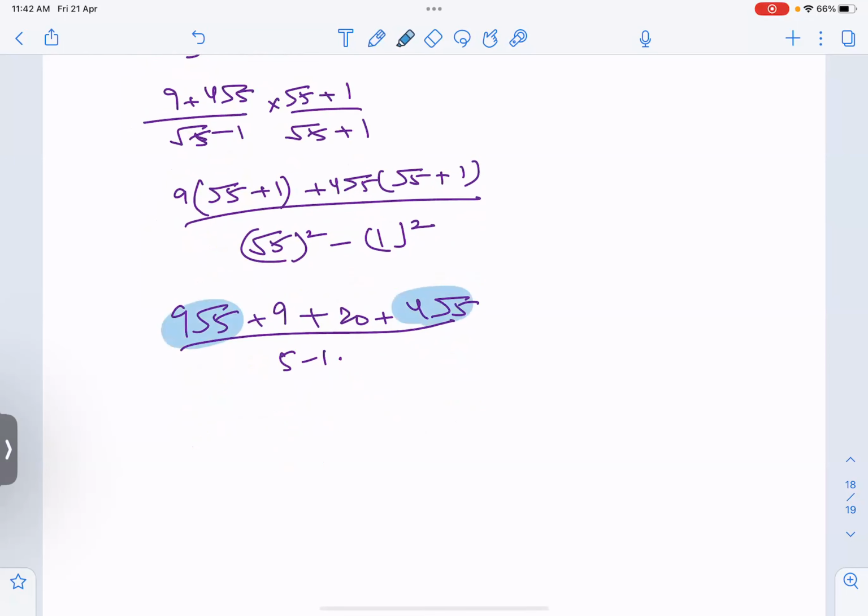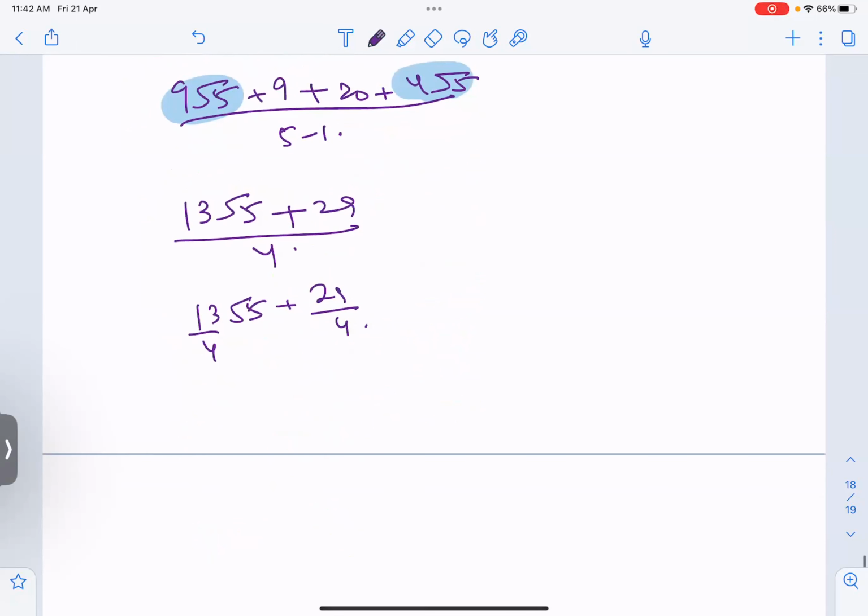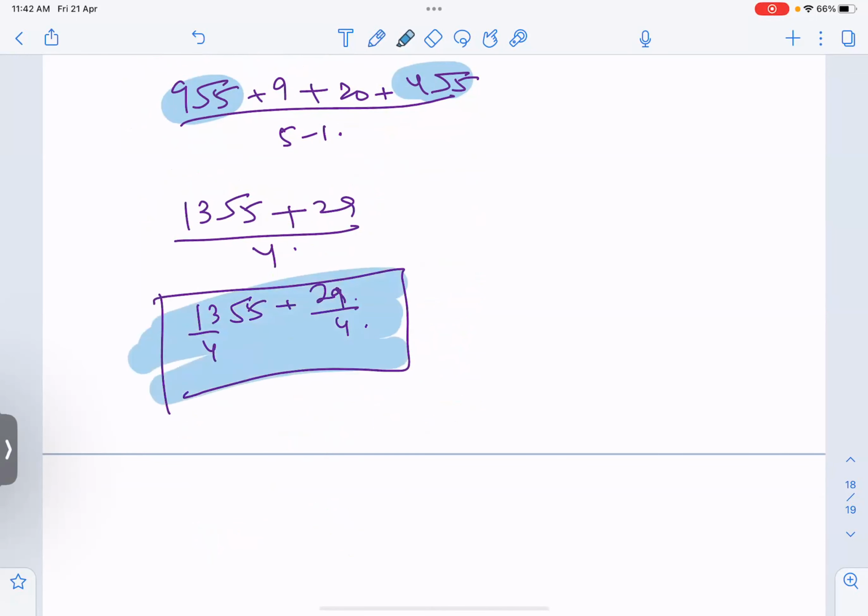Okay, let's simplify. I'm going to add them up together. So 9 plus 4 is 13. 13 root 5 plus 29 upon 4. This is the final answer. You can even write it separately like this. Okay, so both are accepted. Either you write it like this or you just leave it like this.